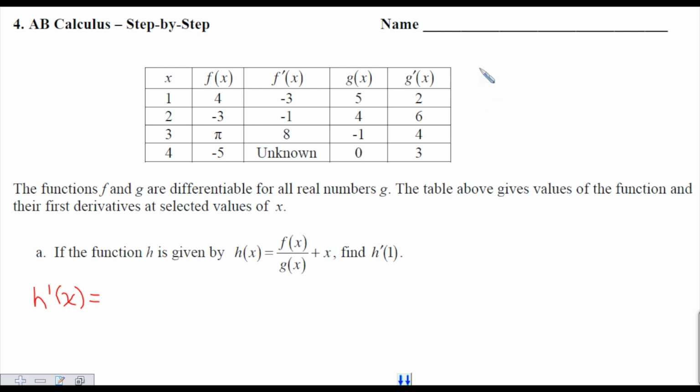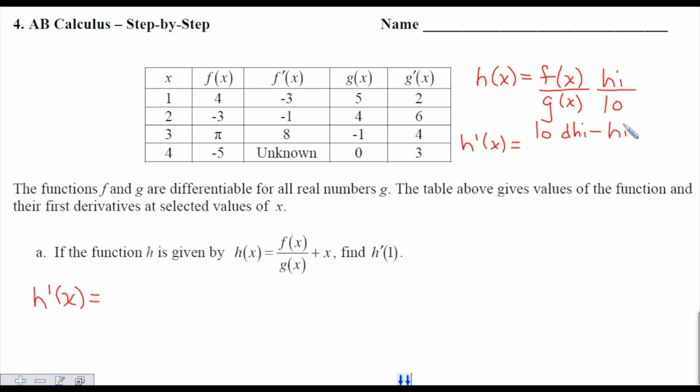When I first introduced this to kids, I think I call it h of x equals, we'll just do f of x over g of x. If I were doing this with kids, we call the top function the function that's up top, which is the high function, and this is the low function. So when I take the derivative, we have a little song that we sing, and it goes low d high, that's the low function d high, minus high d low over low squared.